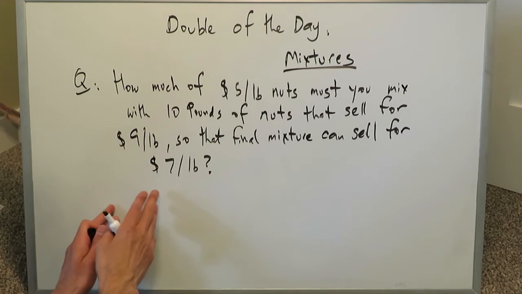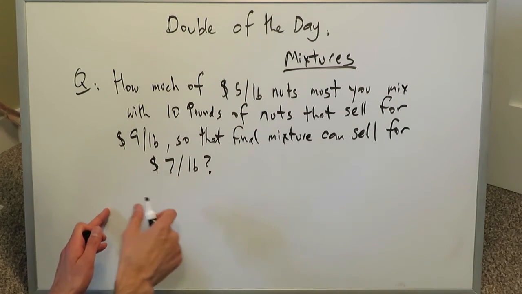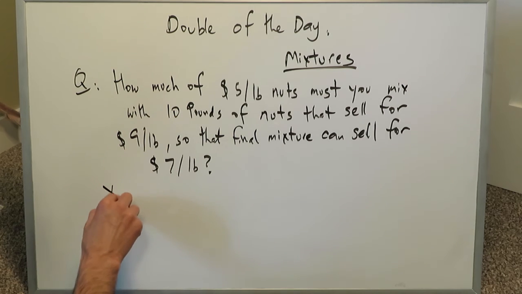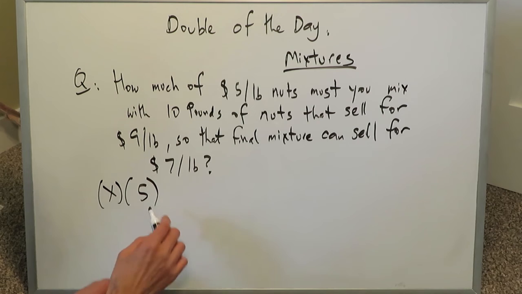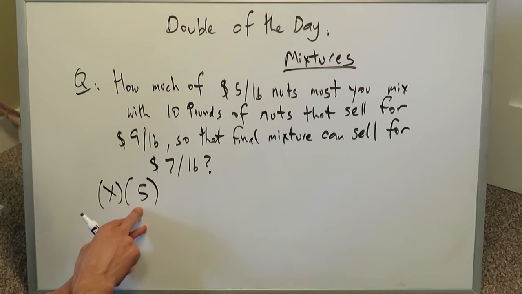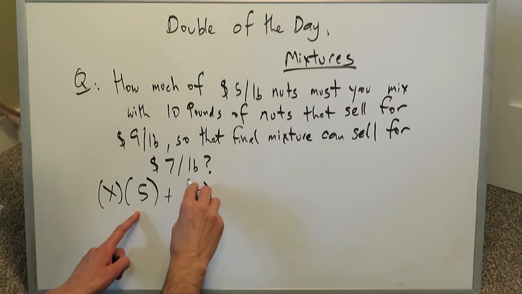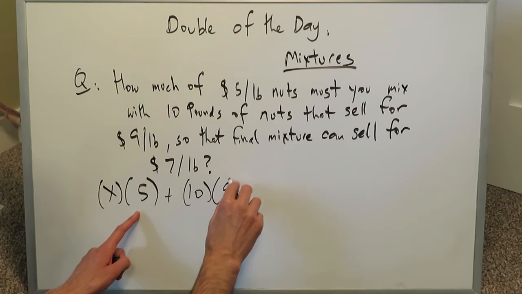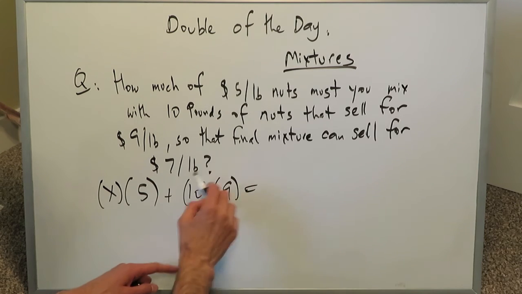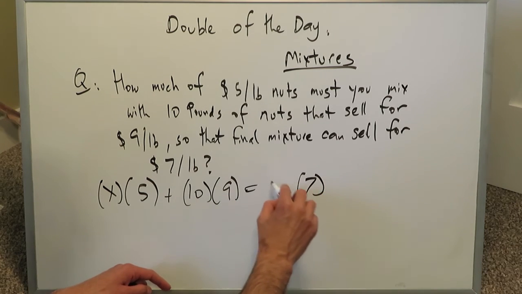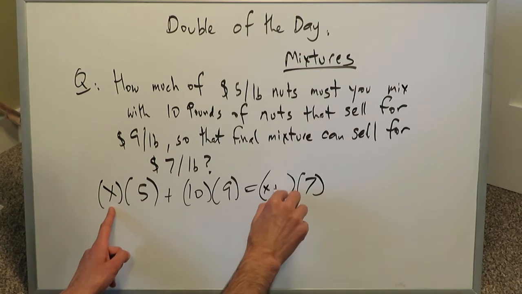The algebraic expression you'll utilize will be formulated exactly as you read it. How much? That's your X of $5 per pound nuts. We can ignore the units. We'll have amount and rate. Plus, must you mix with 10 pounds, you have 10 pounds of this expensive brand of nuts which sells for 9, so that the final mixture can sell for $7 per pound. That's my rate again, but we have to have an amount. The amount will be the sum of these two, X plus 10.